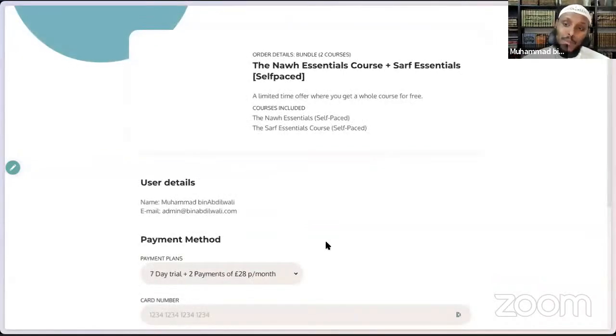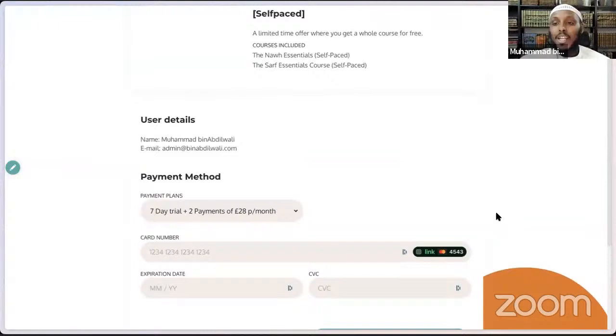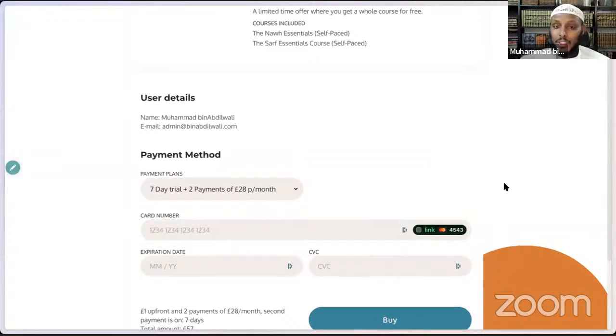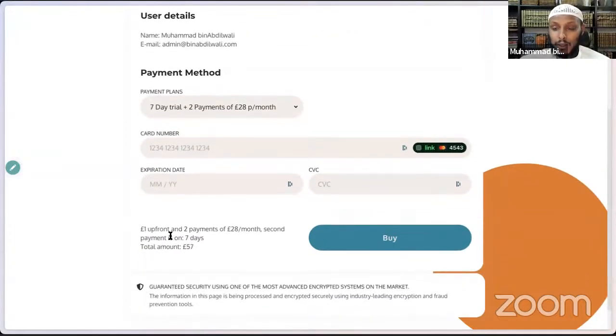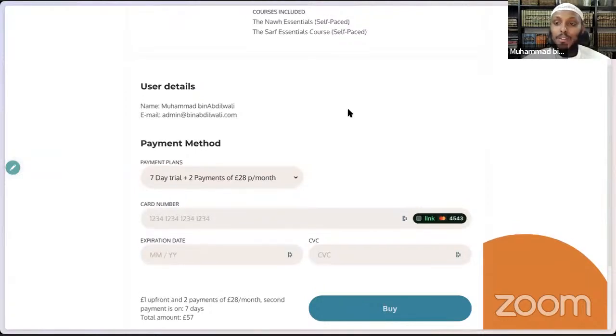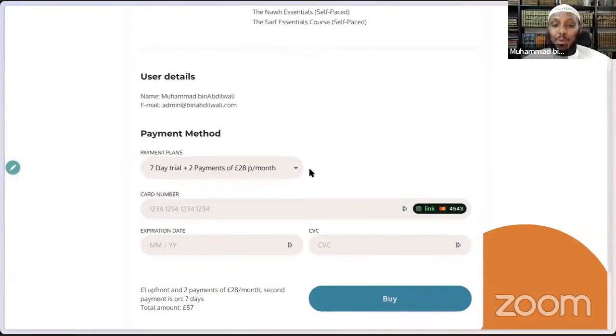So you have 7 whole days from now up until next week. You can attend another 2 lectures, do the exercises, and see it for yourself. Within those 7 days, if you cancel, you will not be charged an extra penny. So it's a 7-day trial for just £1. You have to pay £1 just to show that you're serious. Otherwise, we're going to end up with 600 people on the WhatsApp group, which is a problem. So you will not be charged anything more than £1 for the first 7 days. You can go online and cancel it anytime.